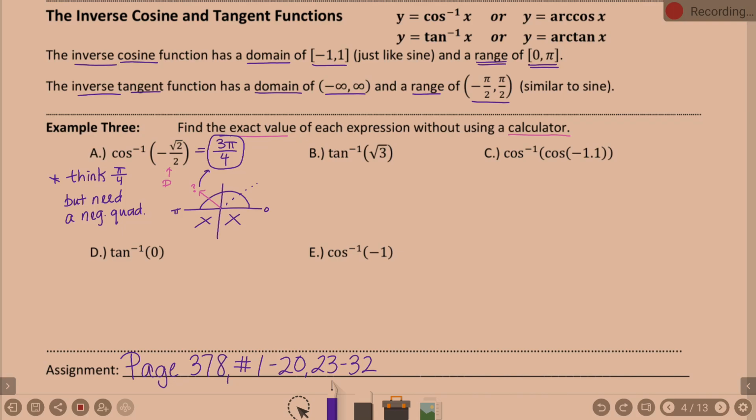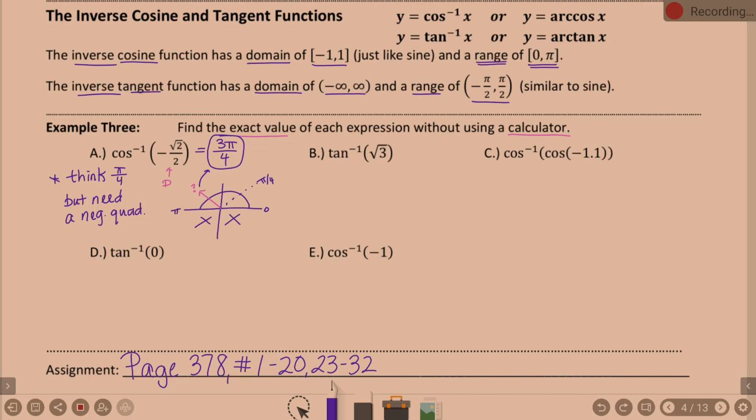Now, what's different about this? Yesterday, with sine inverse, we could have just said negative pi over 4, right? When it was sine inverse and you're in the negative quadrant, we can just put a negative in front of the angle. With cosine inverse, I can't do that. I have to figure out what the pi over 4 angle is over in quadrant 2, and that angle is 3 pi over 4. So this is where things get a little tedious. You have to be careful.